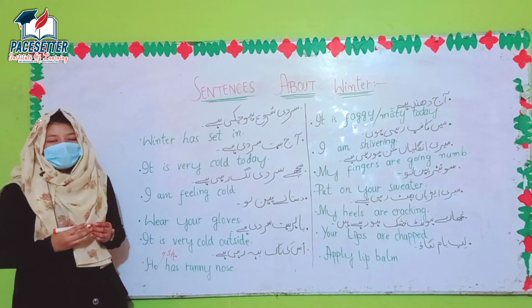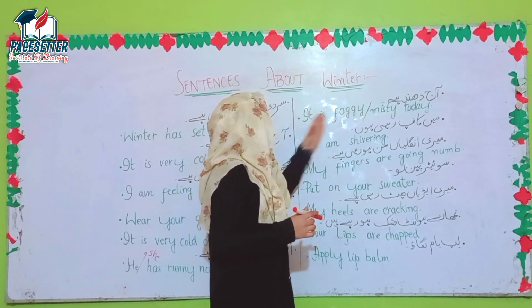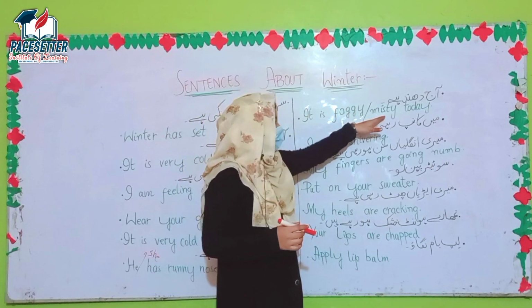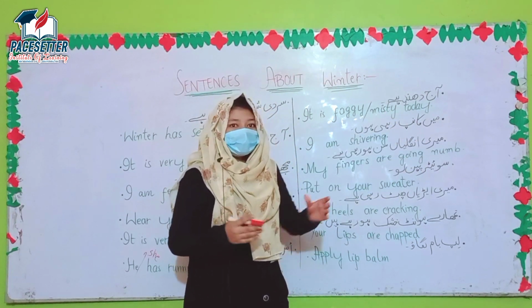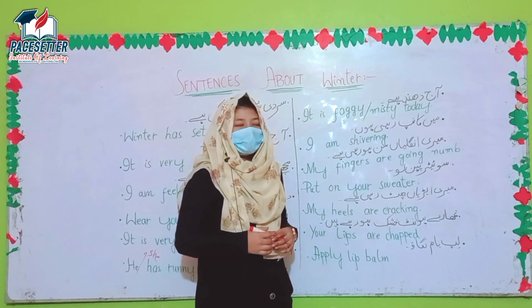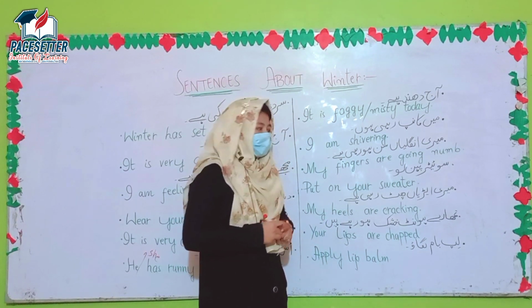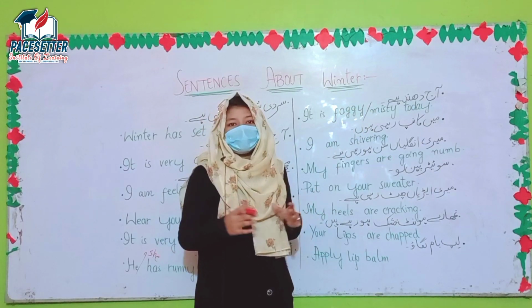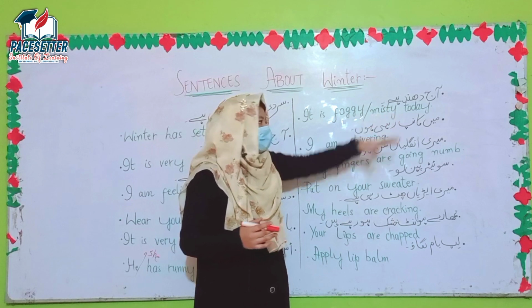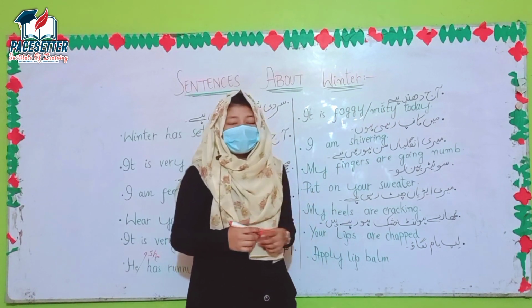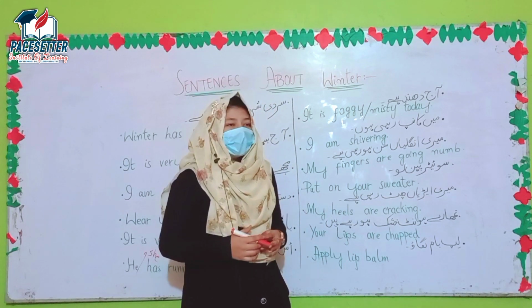she has a runny nose. Now you can see here, "aaj dhund hai." It's foggy, or you can say misty today. For example, you are going outside with your friends to play cricket or to eat an ice cream.